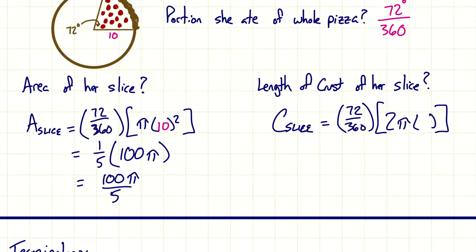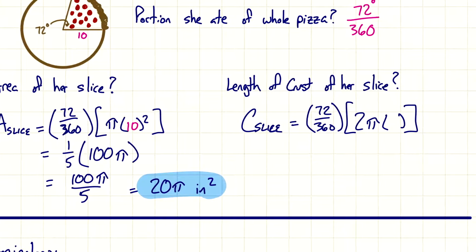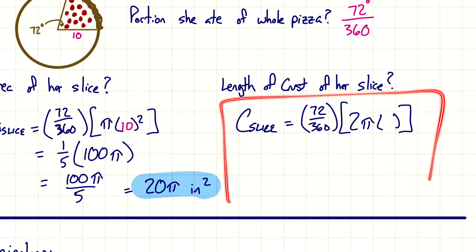So this one actually does reduce. 100 divided by 5 is 20 pi. Don't forget the pi at the end. That's still a part of the number. Pi actually represents 3.14156, etc. We are looking at inches squared. So that would be our area. And then let's see if you could get the crust. How much crust did she eat on this slice?